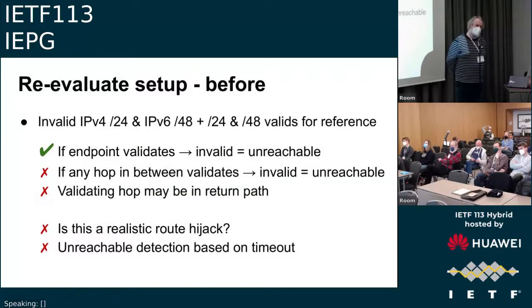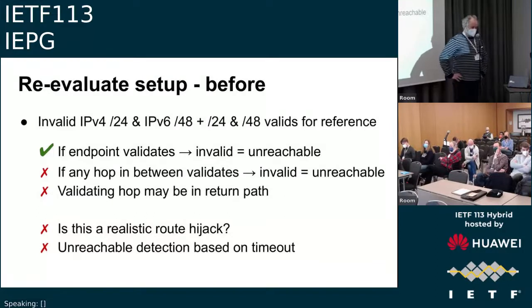So this gave some difficulties with doing the measurements in that it was timeout based. Now, if you can reach the valid, but you cannot reach the invalid, then you have to wait for timeout. And also, route origin validation is to prevent route hijacks. And so since the invalid prefixes were not announced anywhere else validly, you could ask yourself if it looked like a realistic route hijack. Next slide.